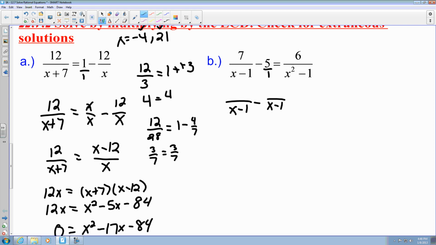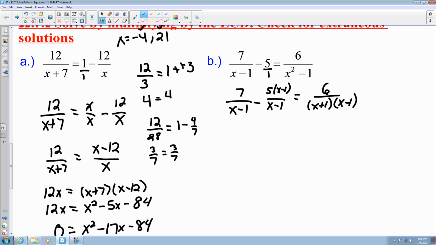So I didn't do anything to the first fraction, so I just leave that as 7. But the second one, I multiplied the denominator by x minus 1, so I must do that to the top. Equals 6. And just for this sake, I noticed that x squared minus 1 is the difference of two squares, so I'm just going to write it as x plus 1 over x minus 1.